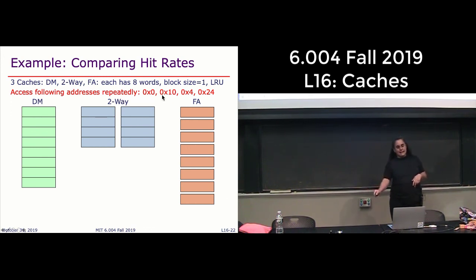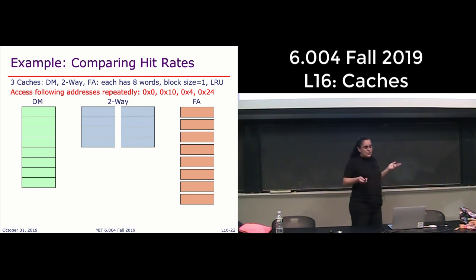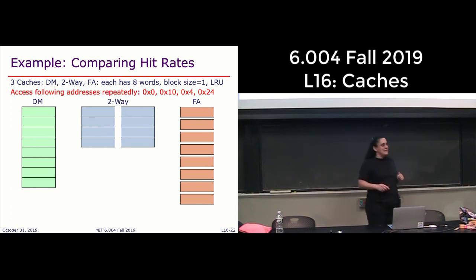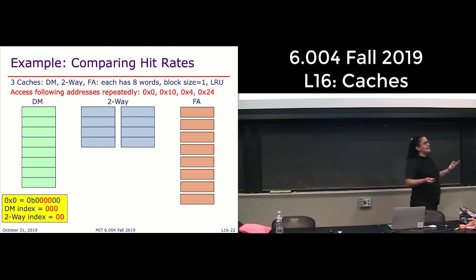I'm accessing address 0, then 10, then 0x4, and then 0x24. I want to see what the behavior is going to look like on these different caches. We're going to do this quickly because we're basically out of time, but you can go through these on your own as well. Basically, I look at the address I'm trying to fetch and figure out for each case which index it goes to, except for the fully associative cache, where it can go anywhere.